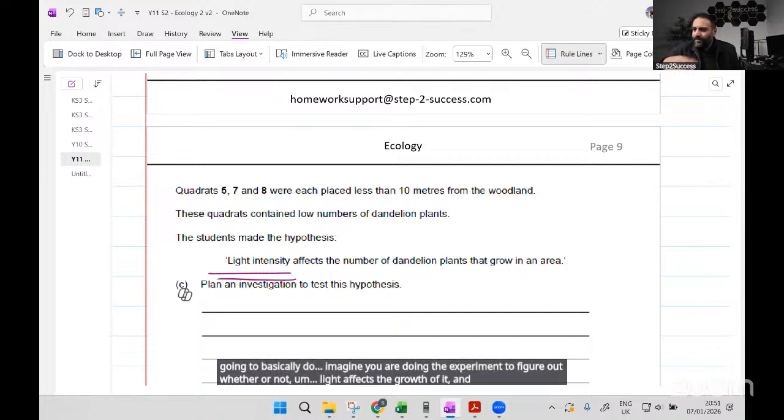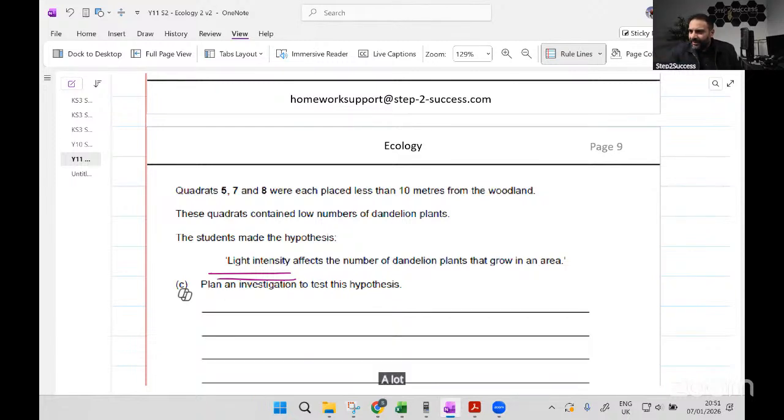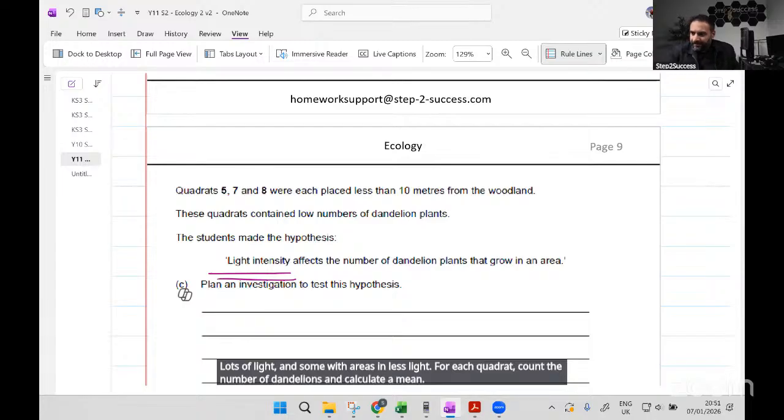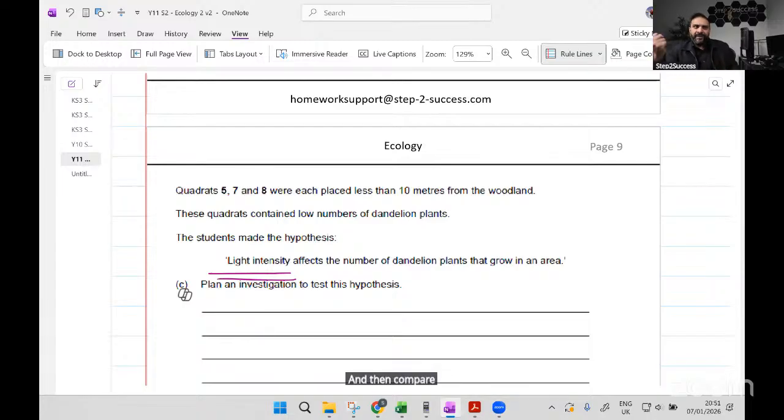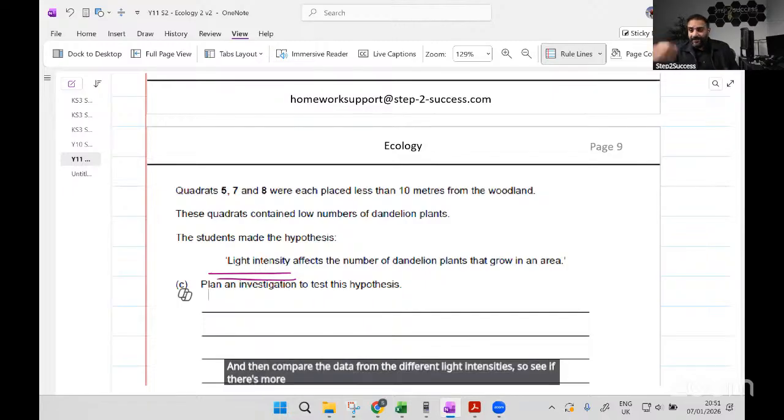And so, yeah, you want to put a lot of quadrats in random places, some in areas with lots of light and some in areas with less light. For each quadrat, count the number of dandelions and calculate a mean, and then compare the data from the different light intensities. So see if there's more where there's more light and less where there's less light. That's how you would go about doing that.